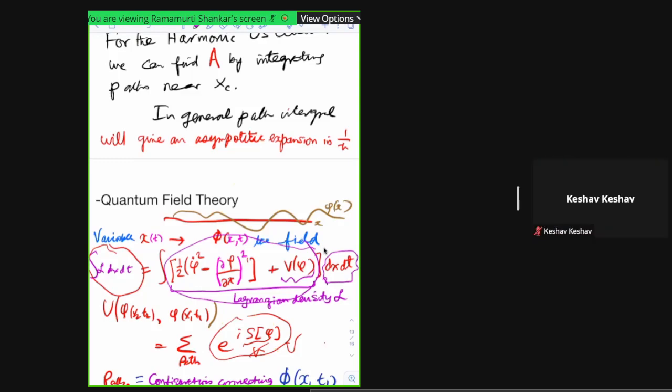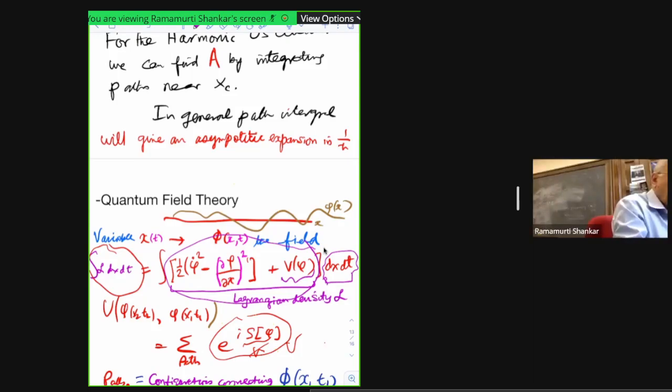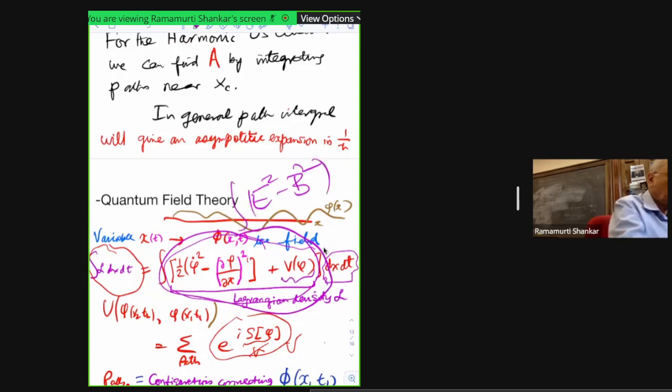Good example is electromagnetism. For electromagnetism, the Lagrangian density you have here is really E squared minus B squared. But E and B are electric and magnetic fields. That is the Lagrangian density for the electromagnetic field. And E squared minus B squared happens to be Lorentz invariant. So this is how you do electromagnetism in a relativistically invariant way.